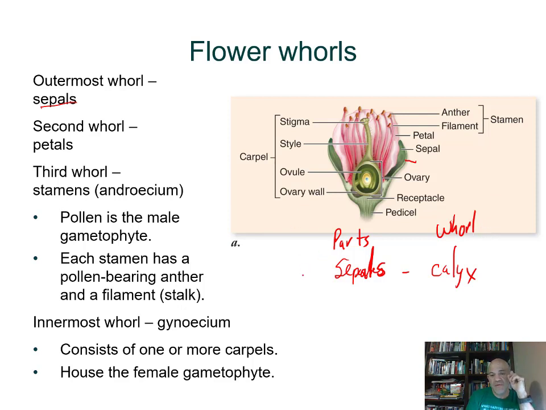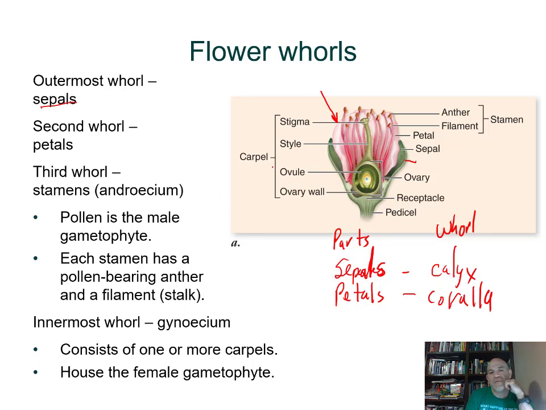The next one inward, a lot of times they're colorful, not always. Some flowers are not very showy and not very large at all, like grass flowers. You don't really notice them. They're tiny, and it's because they're wind pollinated. But the next one, petals, right? So the petals, but the name of the whorl is going to be called the corolla. They don't give the actual name of the whorl there. So it's called the corolla, and that's all of the petals.